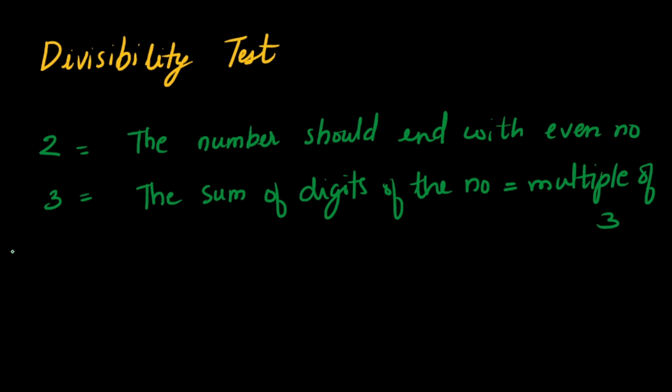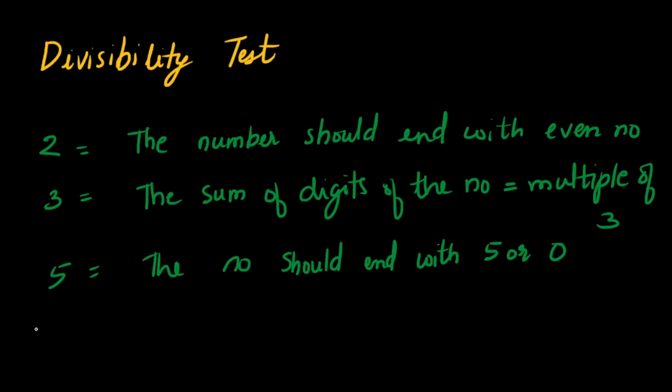I hope it's clear. For 5, the number should end with 5 or 0. Okay. And for 7, there is no divisibility test. Just divide by 7 itself. There is no such divisibility test for 7. And for 11, if you want, you can divide by 11 itself and check the divisibility, whether you can do prime factorization with 11. You can check by dividing the number with 11, or I can show an example over here.